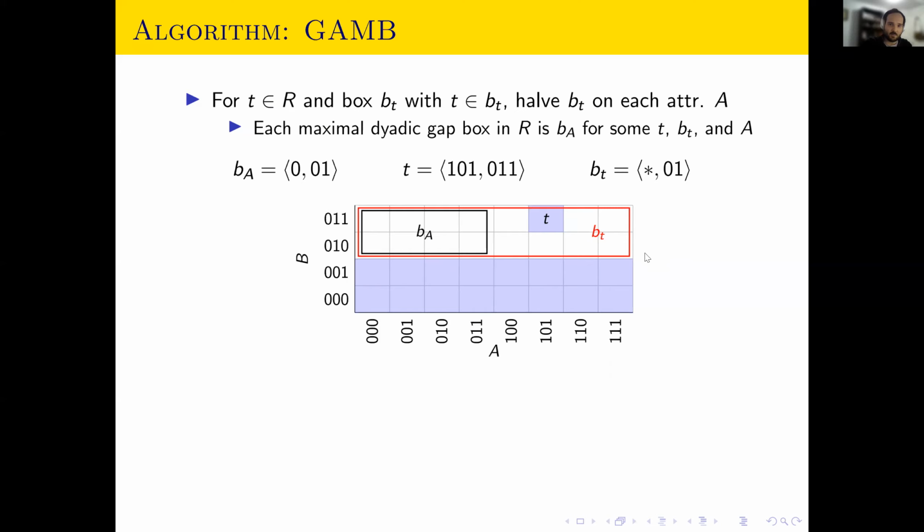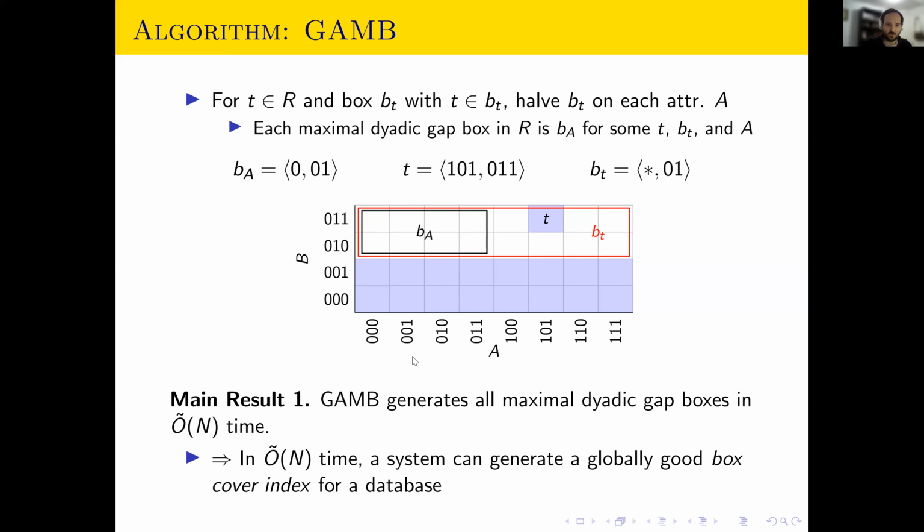The BT red boxes get added to a working set of non-gap boxes because they contain at least one tuple T. And then at the end, the non-gap boxes are subtracted from the set of possible gap boxes, and what we're left with is a box cover for the input. We can then prove that each maximal dyadic gap box in R is one of these BA for some combination of T, BT, and A.